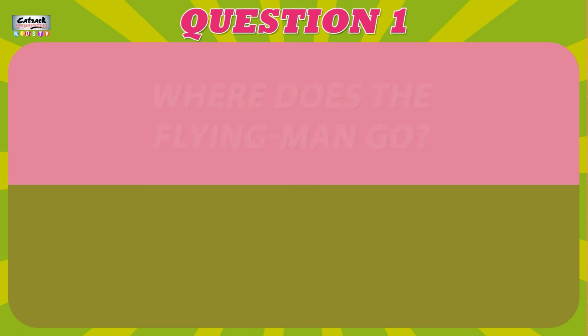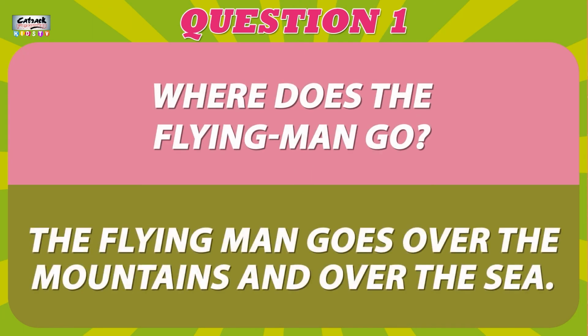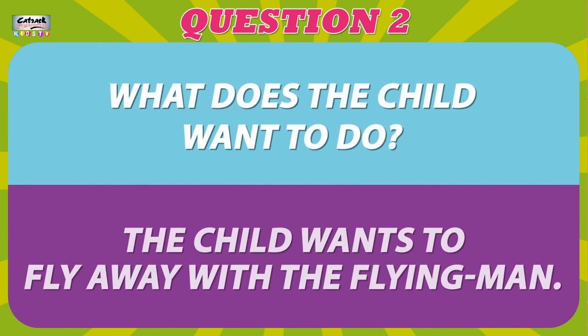Question 1. Where does the flying man go? Answer. The flying man goes over the mountains and over the sea. Question 2. What does the child want to do? Answer. The child wants to fly away with the flying man.